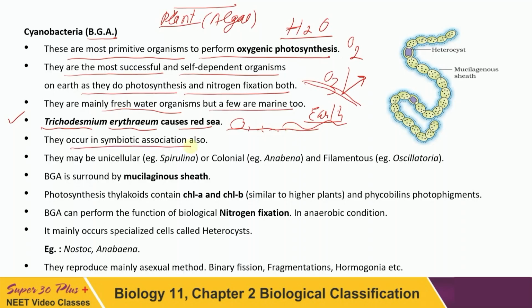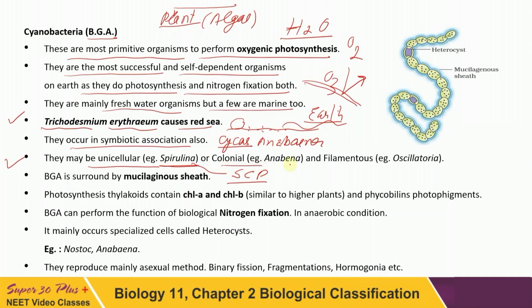They also show symbiotic association with plants. For example, in the Cycas coralloid root, it has this symbiotic association. That may be unicellular, as I told you. This is one example of unicellular blue-green algae. And unicellular, there is Spirulina, which is used as single cell protein. It is rich in protein.